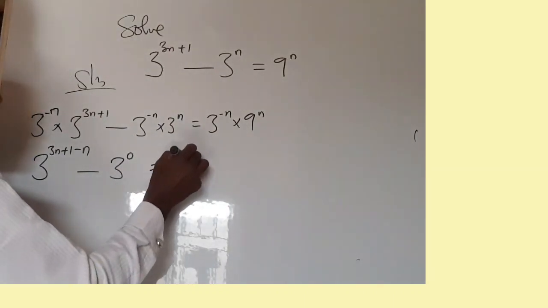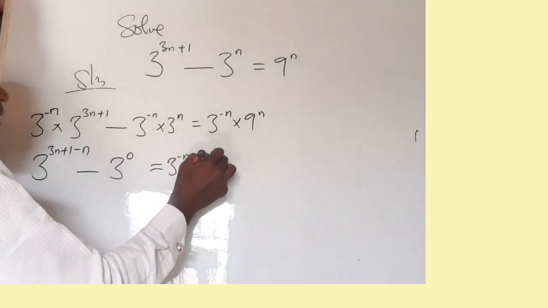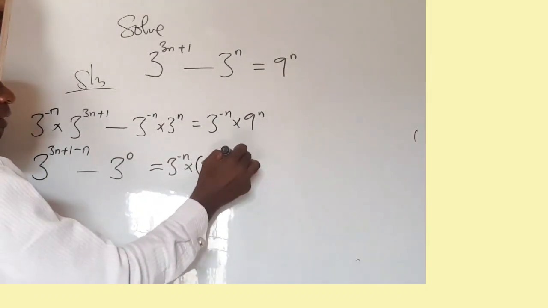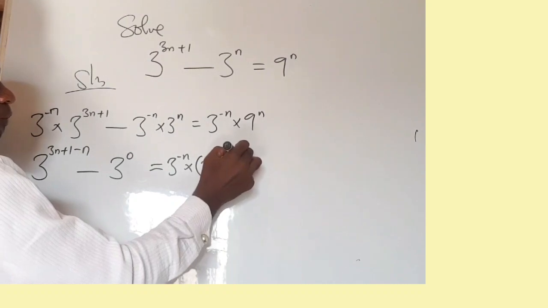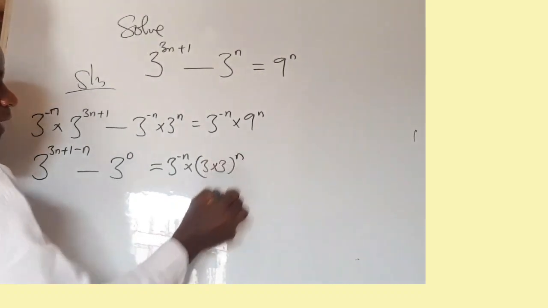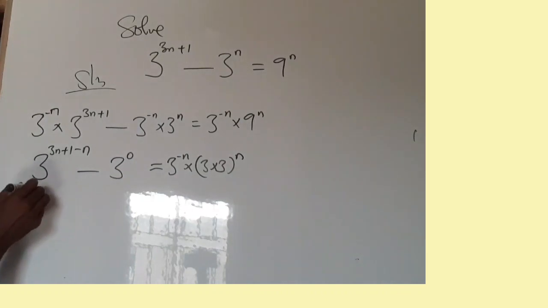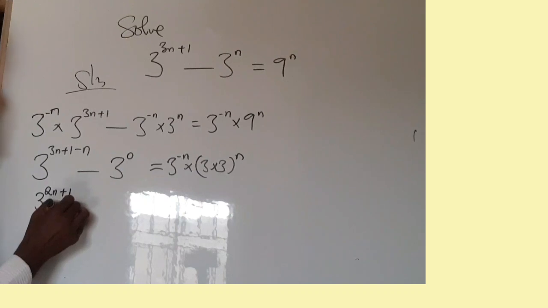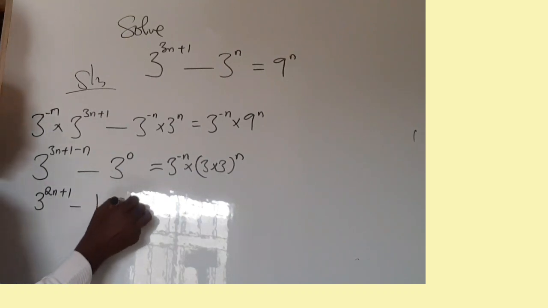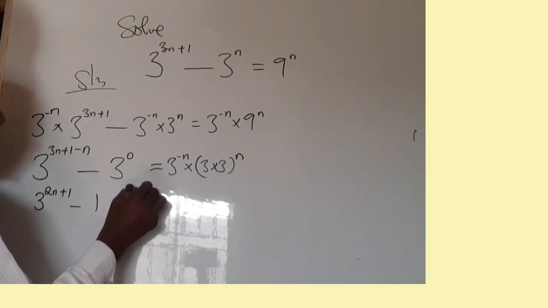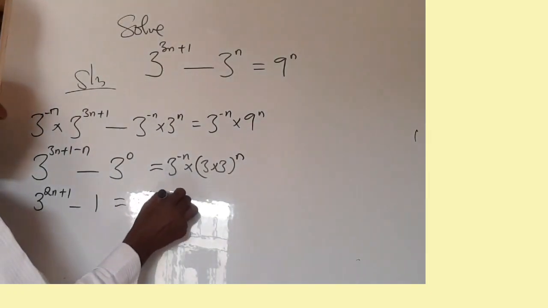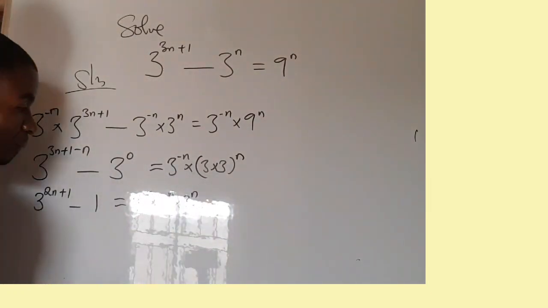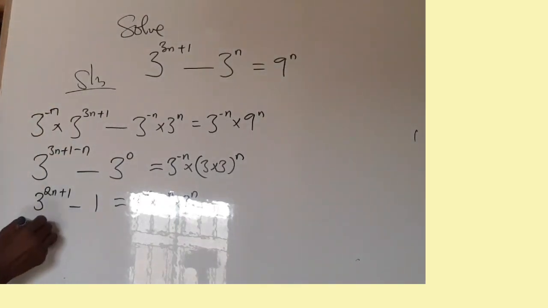Okay, so this is the equality sign. Here we have 3 raised to power negative n times 3 times 3, all raised to power n. All right, so from there we have 3 raised to power 2n plus 1 minus 1 equal to 3 raised to power negative n times 3 raised to power n times 3 raised to power n.